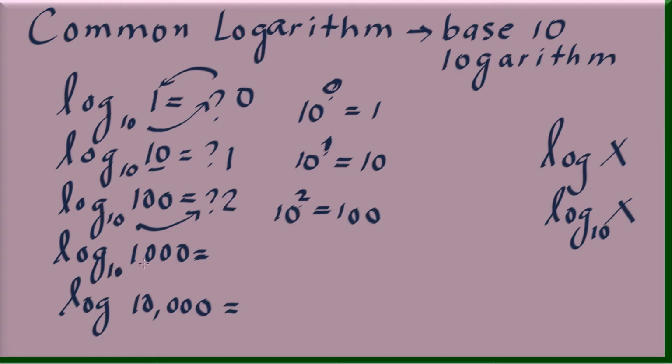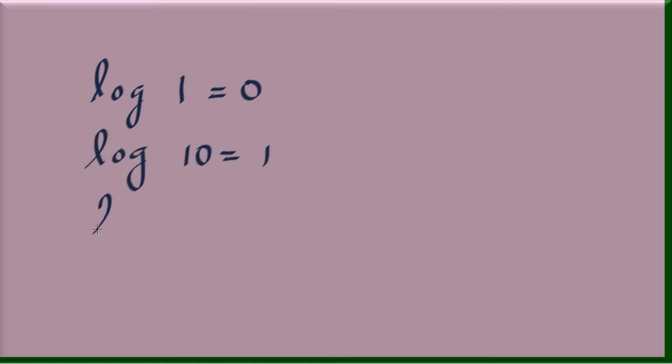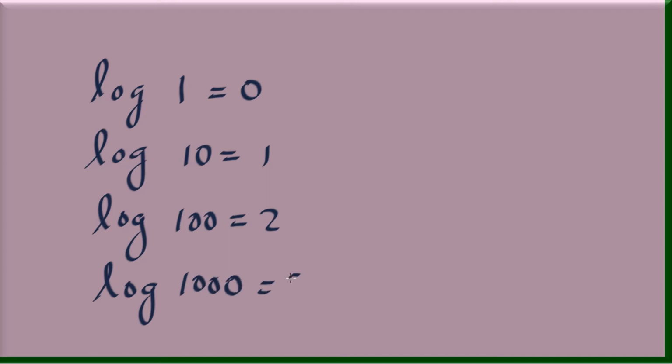Here we have base 10 raised to what gives us 1000? We know it's 3. And then here we have 10 raised to what equals 10,000? That's a 4. Okay, let me clear the space and write down the cleaner version of our list of common logarithm. So we got log of 1 equals 0, log of 10 equals 1, log of 100 is equal to 2, then log of 1000 is equal to 3.